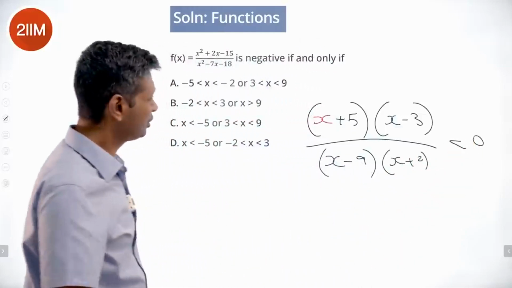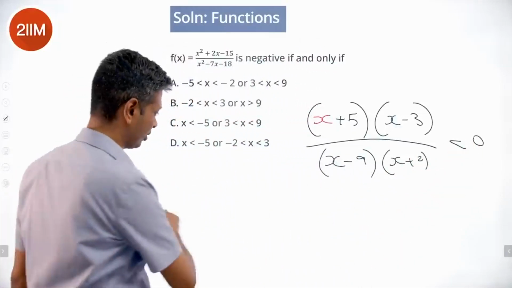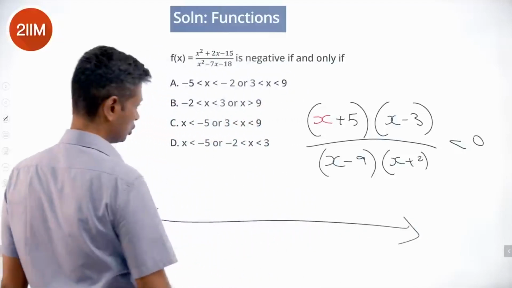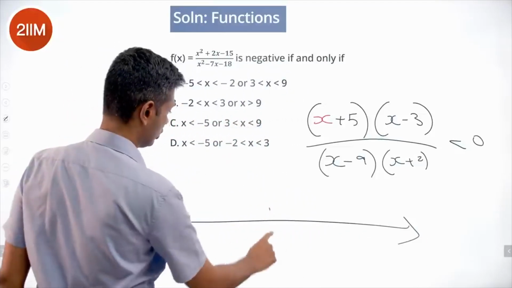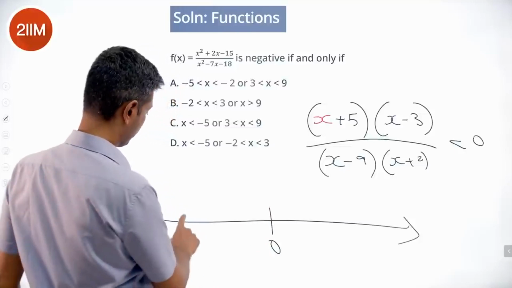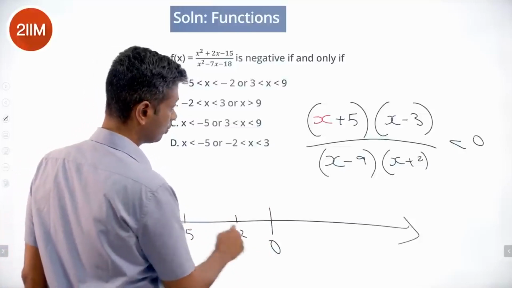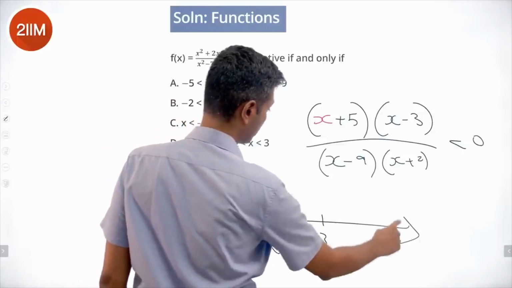And we're going to think about this as roots on a number line. So draw the number line. Let's put 0 here. Minus 5, minus 2, 3 and 9.